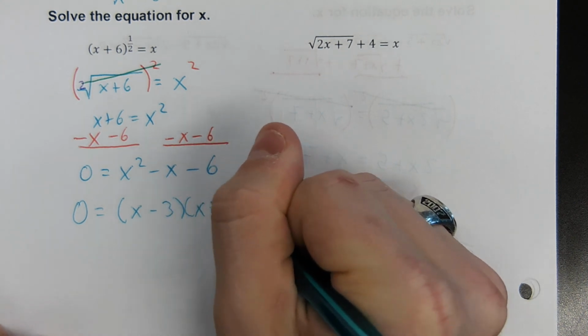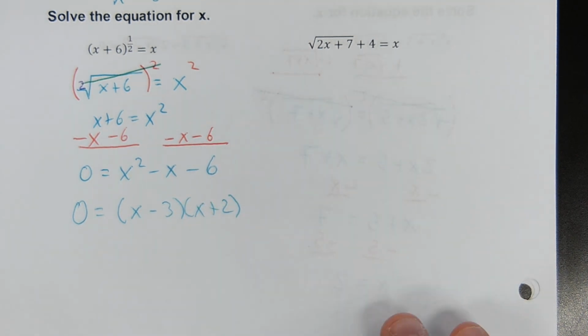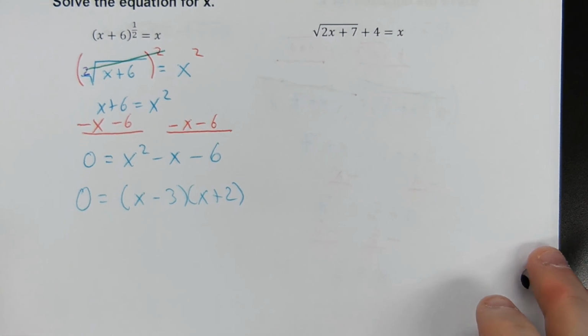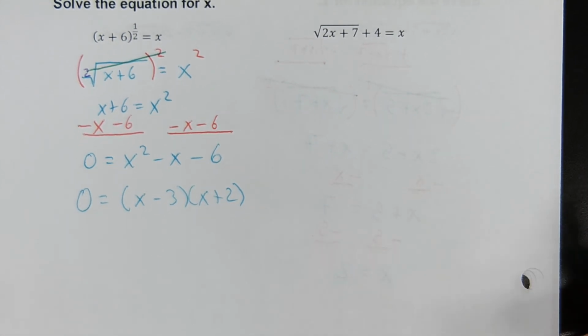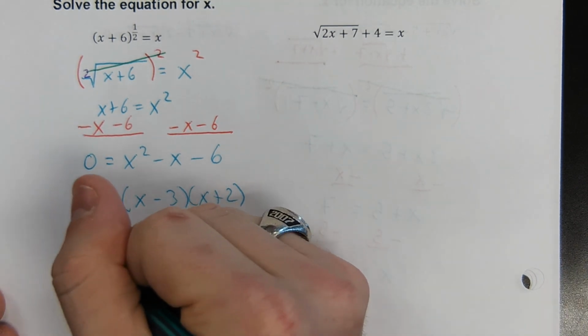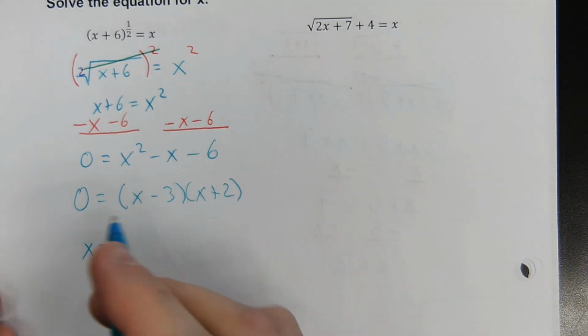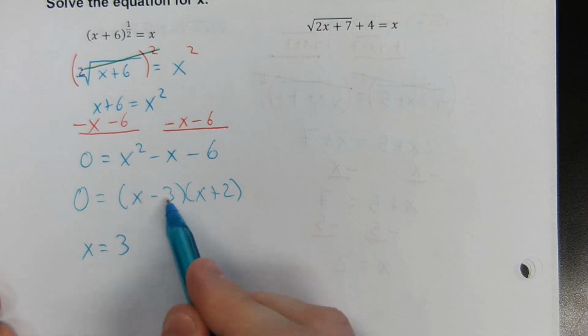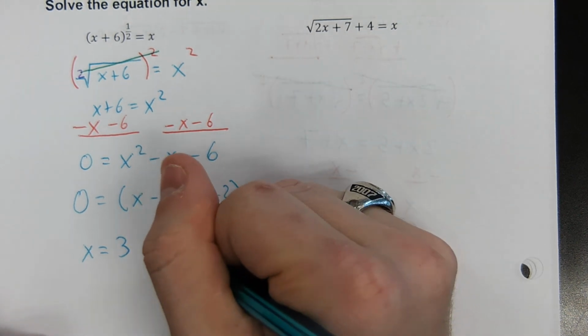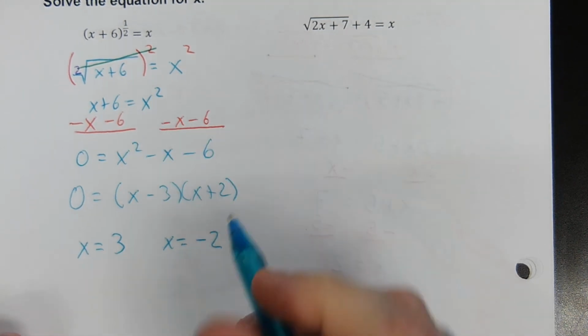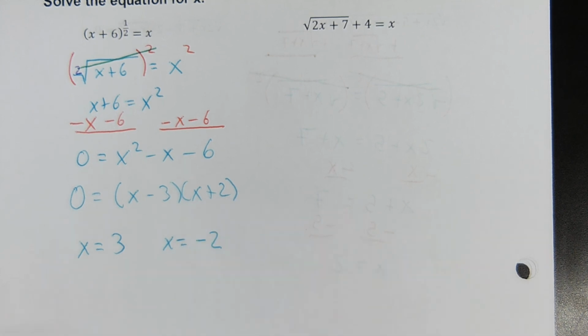The order of these parentheses does not matter. We now see that we have two solutions. Remember, we get our solutions by figuring out what makes the insides equal 0, right? So my two solutions are x equals 3, because 3 minus 3 is 0, and x equals negative 2, because negative 2 plus 2 equals 0.